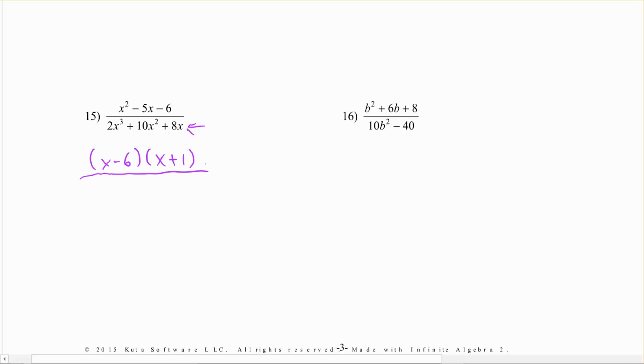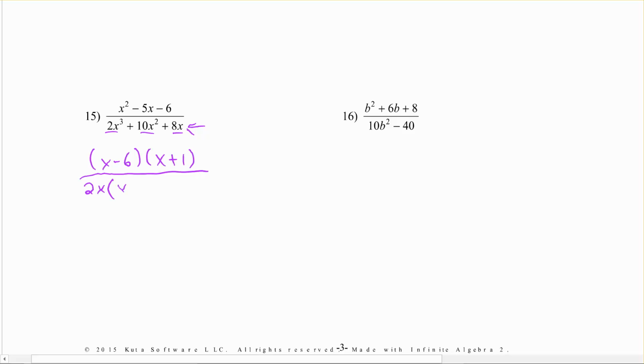The bottom, what I'm going to do on the bottom first is factor out what's common to each of these three terms. So what's common to each of those? There's an x in every one, right? So I can pull that out to the left. There's also 2 goes into each one of those. So I'm going to factor out 2x and then write down what I have left.